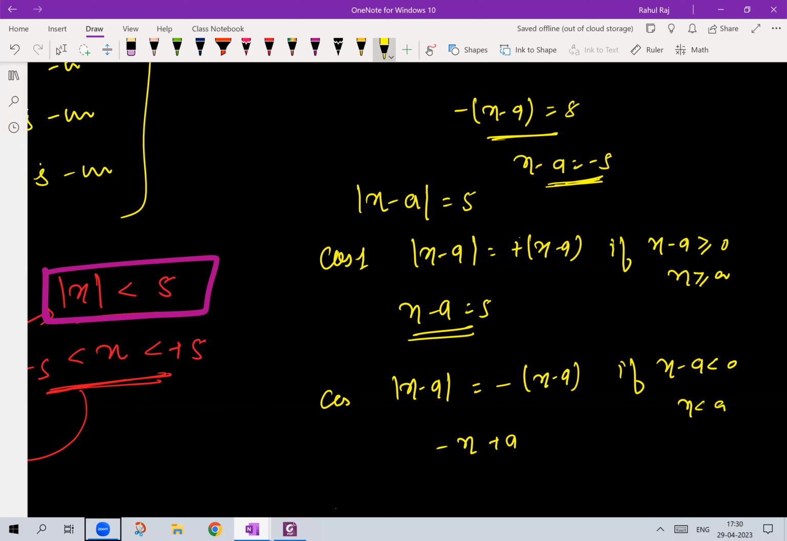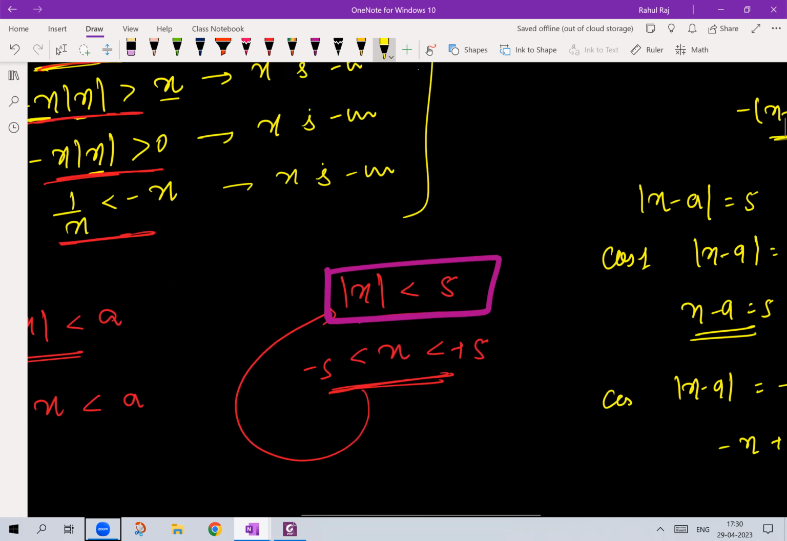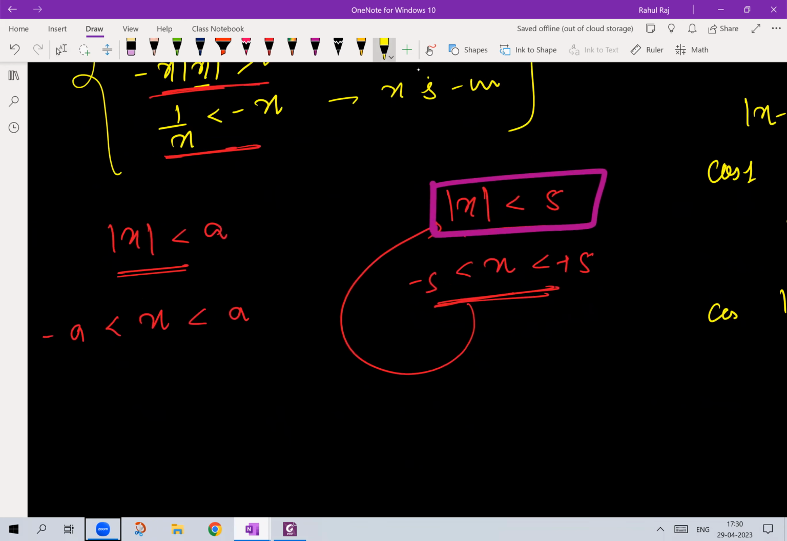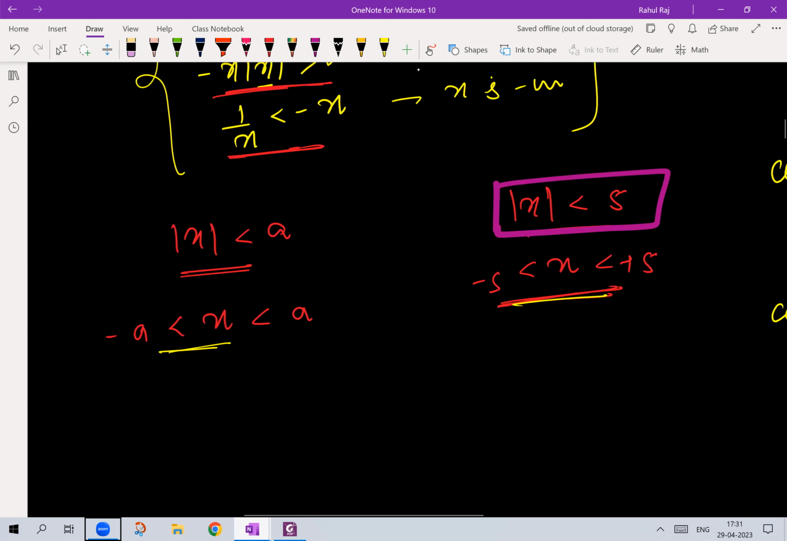Exactly the same. You always open the value which is inside mod, Neha. You should not even bother about what is not inside mod. Why should I even think about it? So when I say mod x is less than 5, x lies between negative 5 and 5, this is not a formula. This is the solution of the equation. If I told you to solve this, how do you solve it?